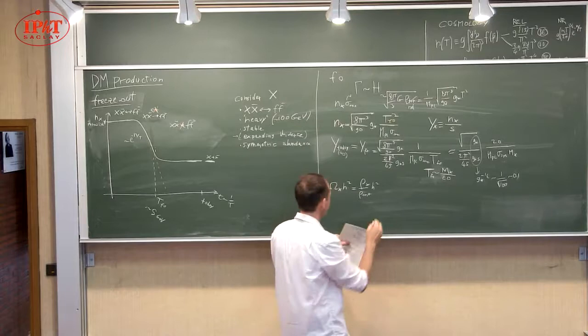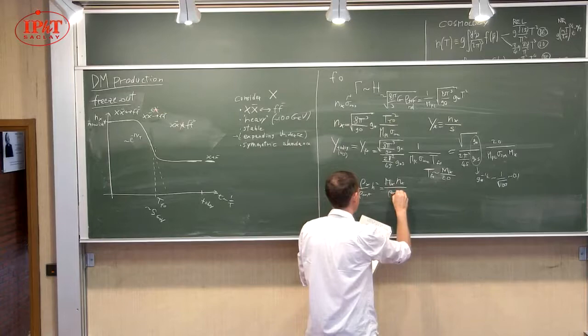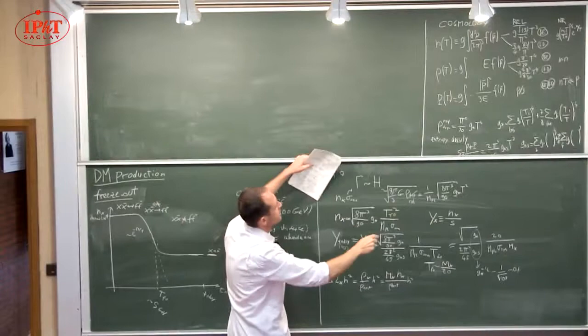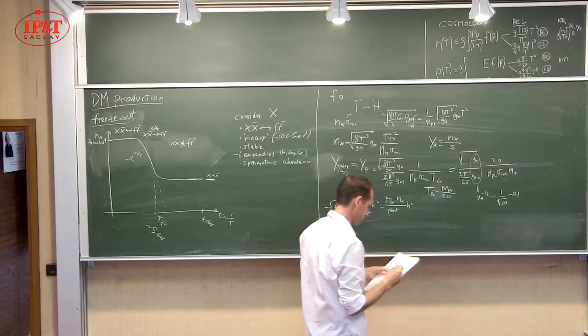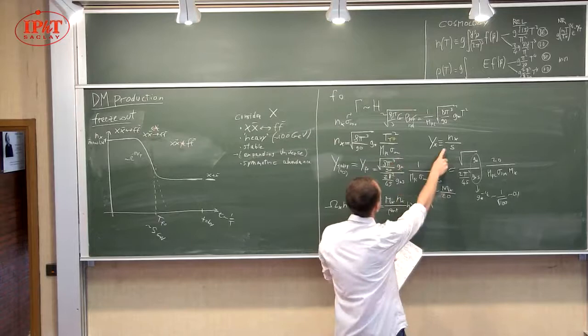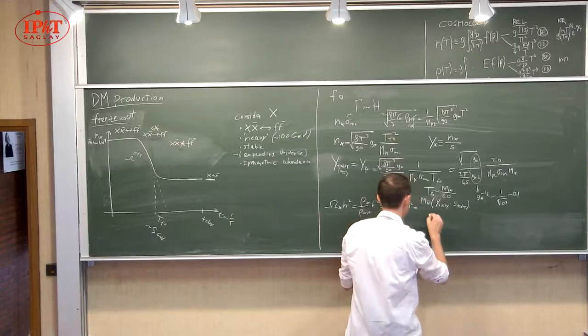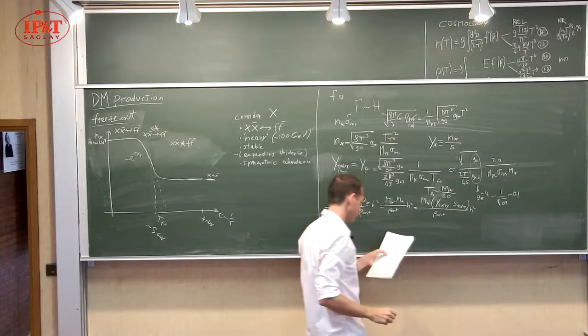And this quantity is mass of x, number density of x, divided by rho critical h squared. Here I'm just using that the energy density for a non-relativistic particle is the number density times the mass. So this is mass of x times number density, which, given the definition of y, is y today times entropy today, divided by rho critical h squared. And we're almost there.